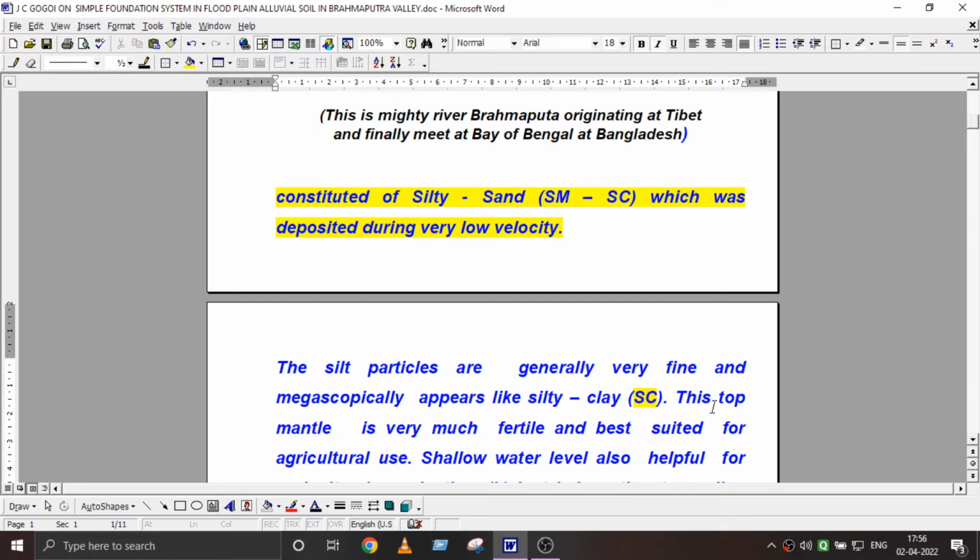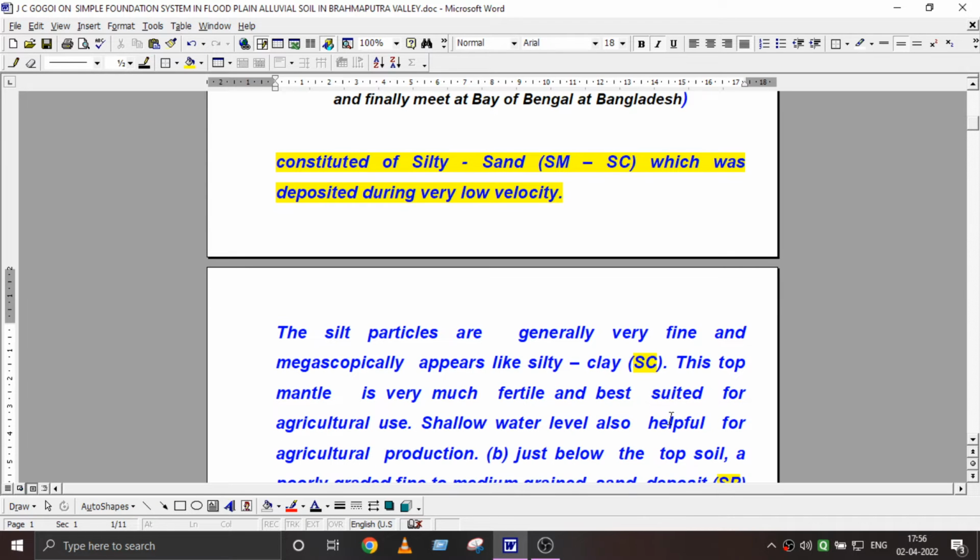This top mantle is of great benefit to the people of Brahmaputra Valley because this type of soil is highly fertile and best suited for agricultural use. Shallow water level is also helpful for agricultural production.